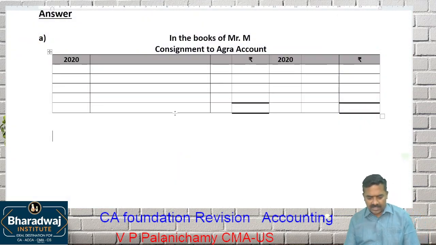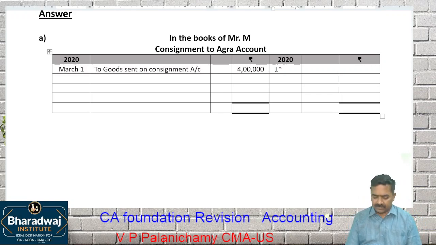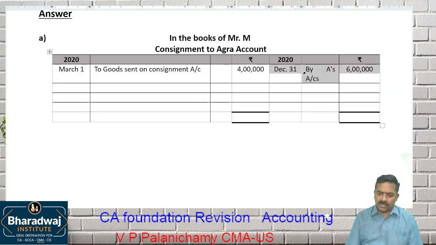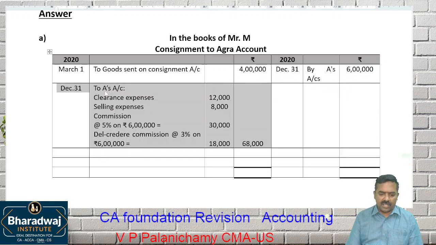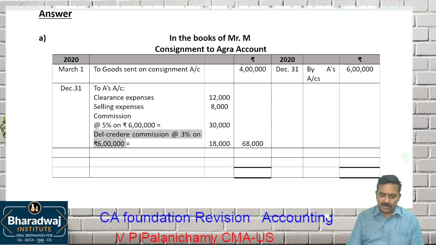Start the consignment account, listen to it. To goods sent on consignment, 4 lakhs. By consignee account, by A account, he sold for how much? 6 lakhs. Charge all the expenses. He spent clearing expense and selling expense. Normal commission is 6 lakhs into what percentage? 5%. Del credere commission, 6 lakhs into 3%.